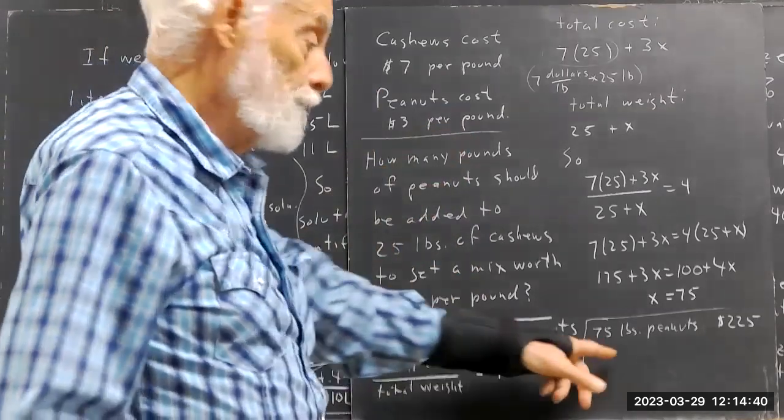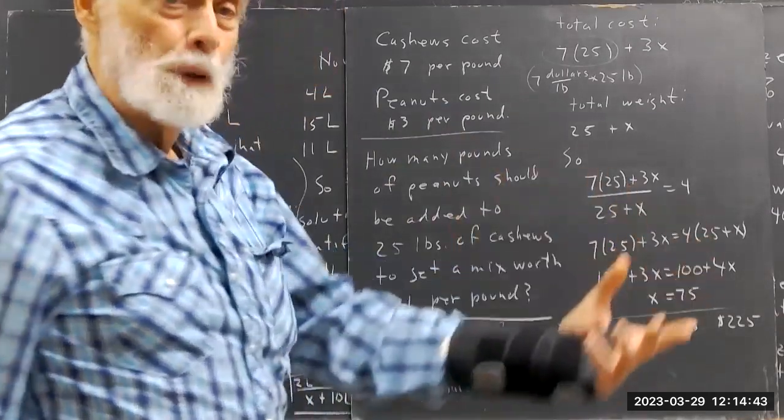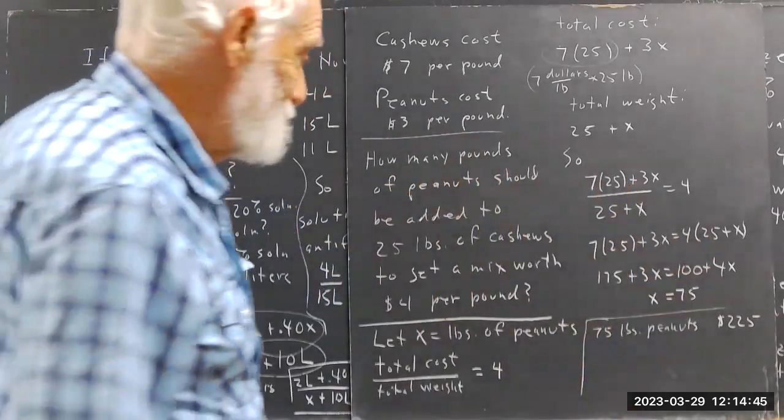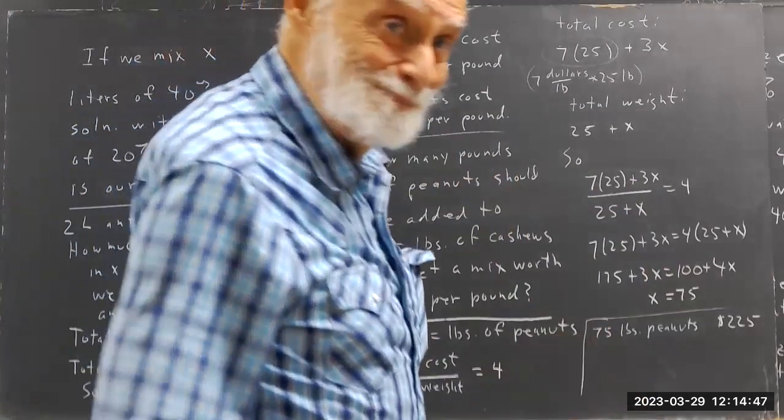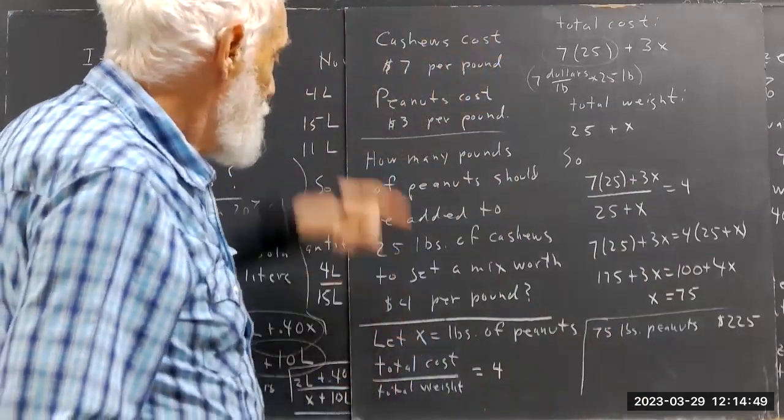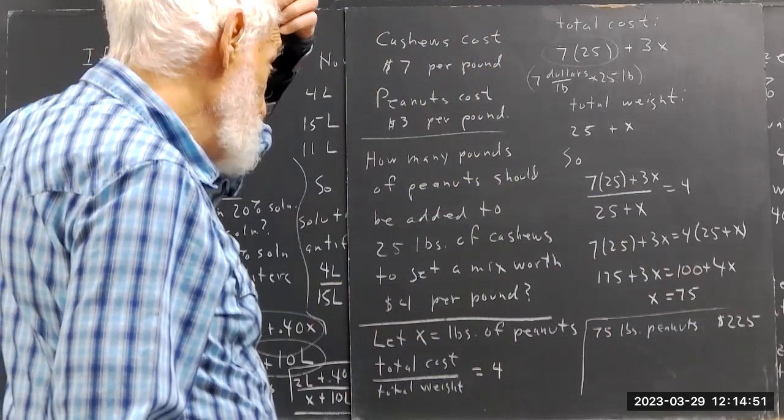$3 a pound, 3 times 75 is $225. You won't do that in your head. Keep that if you could. You wanted to. Maybe you do.